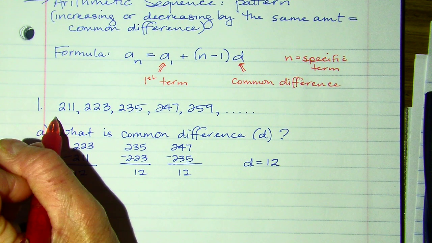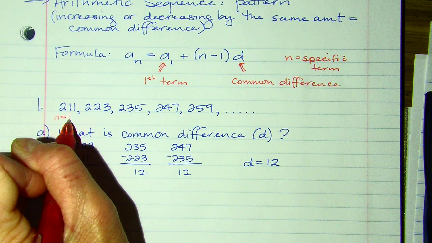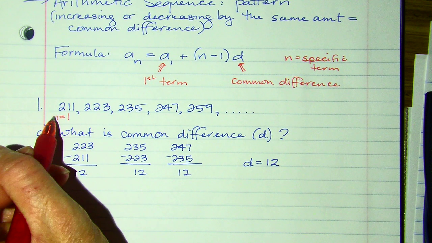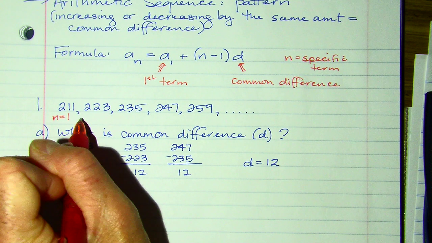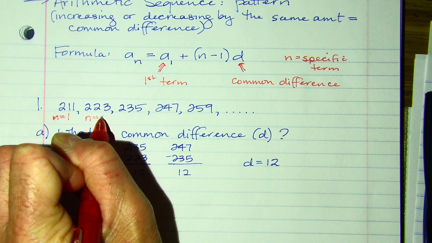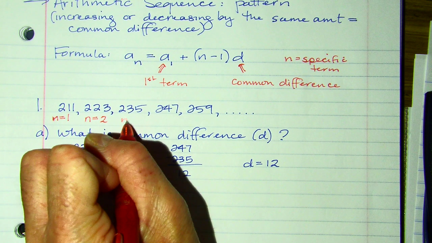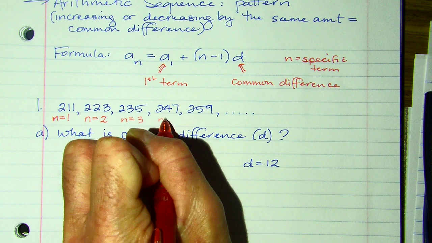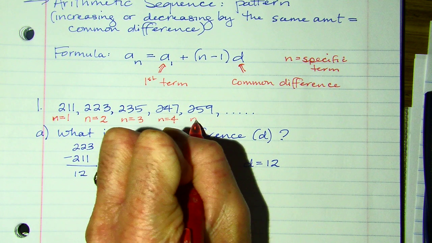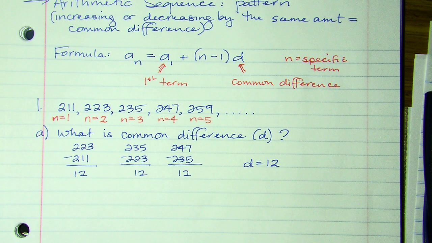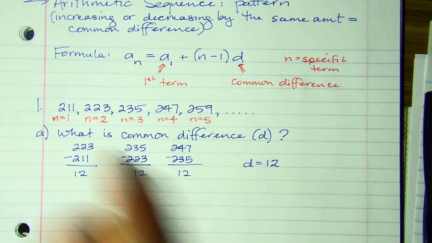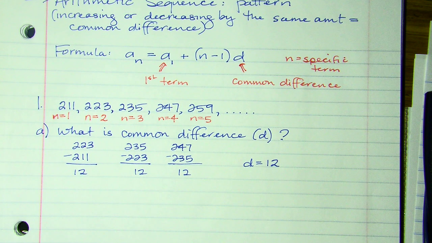Now I want to help you understand n. 211 is my first term, so I would say this is n equals 1. 223 is the second number they wrote, so n equals 2. This is my third term, so n equals 3, n equals 4, n equals 5. n is just referencing what position a number is in your sequence. So if it's second, then n is 2. And then that would just keep going.